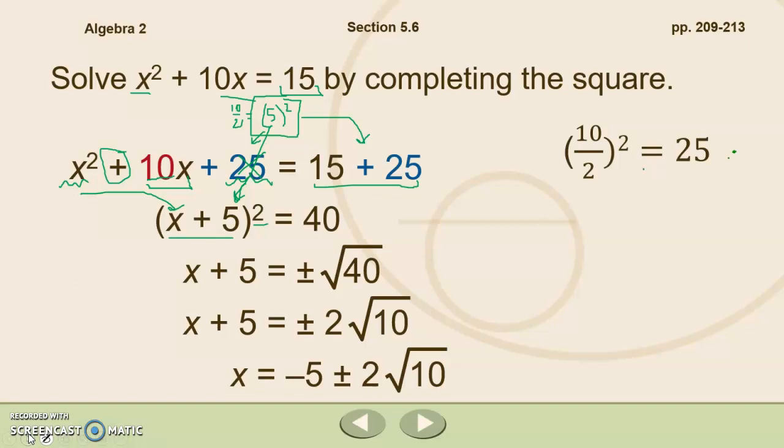If I need to get decimal approximations for those two values, I can plug those into my calculator. Negative 5 plus 2 times the square root of 10 and negative 5 minus 2 times the square root of 10. And that will give me these two approximations. X is approximately 1.32 or negative 11.32.